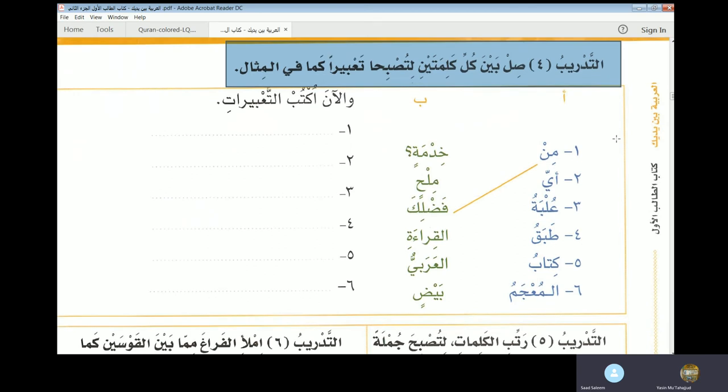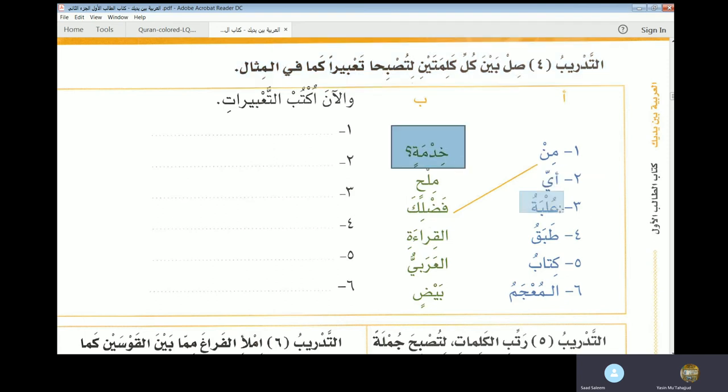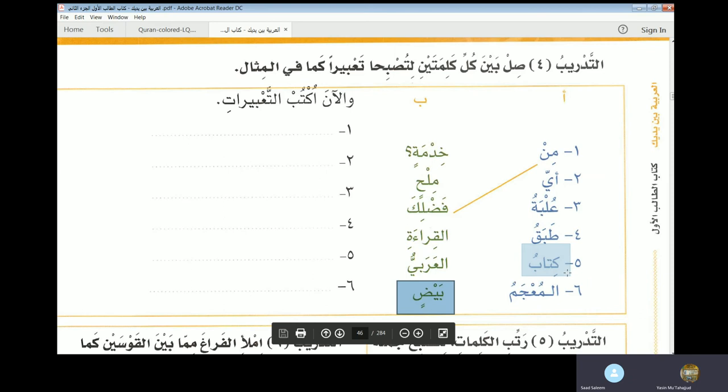Okay, of course, min fadlik, and then ayy khidma. Ulbatu milhi. Milhi. Okay. Sabaqul wayden. Kitabul qirati. Then al-muwazin al-arabiyya.